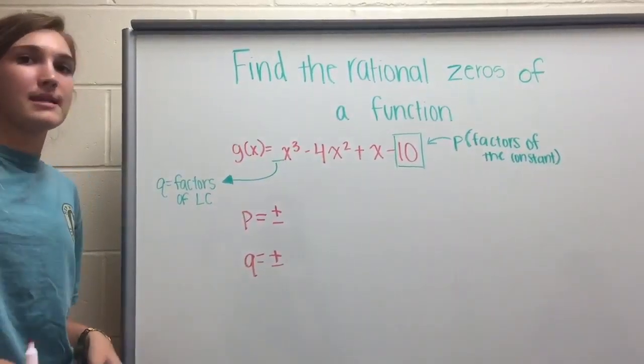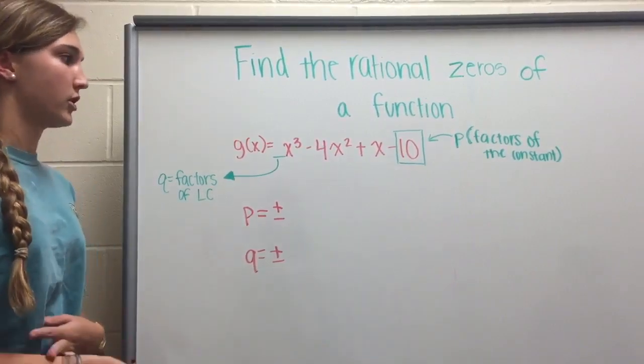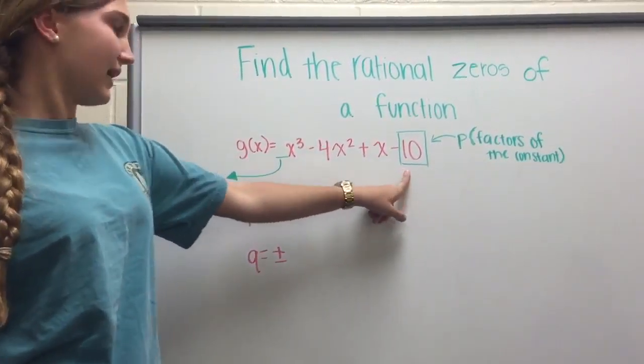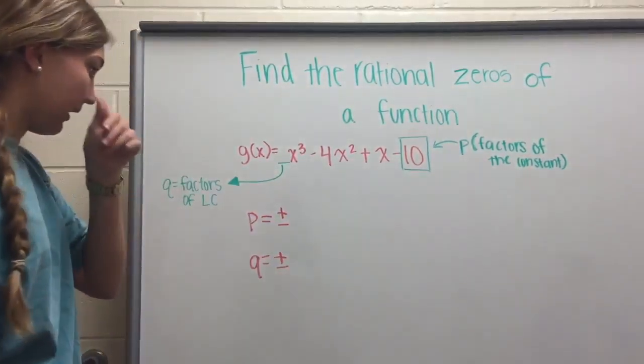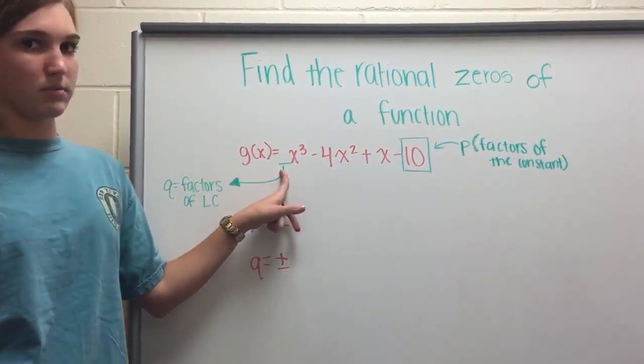So in chapter 5 and lesson 6, we'll review how to find the possible rational zeros of a function. In our example, we start with p, which is the factors of the constant, and then q, which is the factors of the leading coefficient, which in our circumstances is 1.